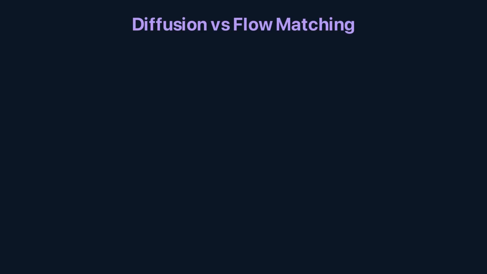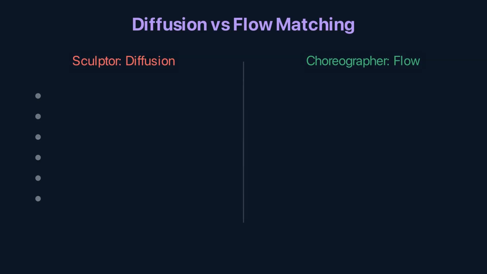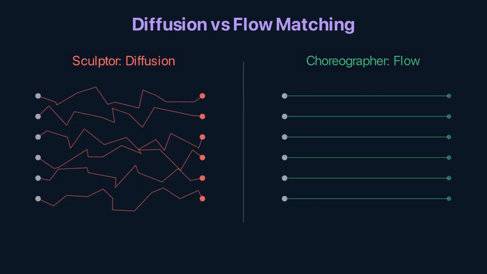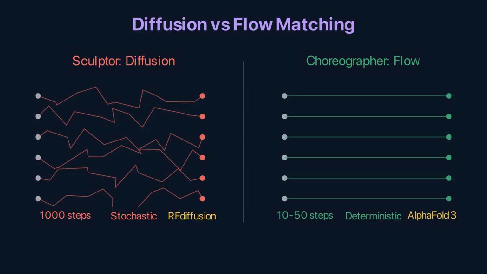Side by side. Diffusion: random, denoising, 1000 steps, stochastic. Choreographer flow matching: planned paths, 50 steps, deterministic. Where diffusion used diffusion, AlphaFold 3 uses flow matching. The field is shifting.